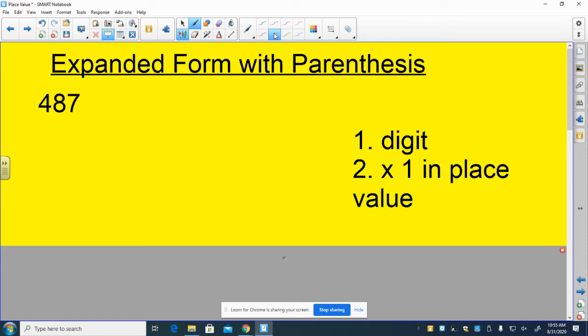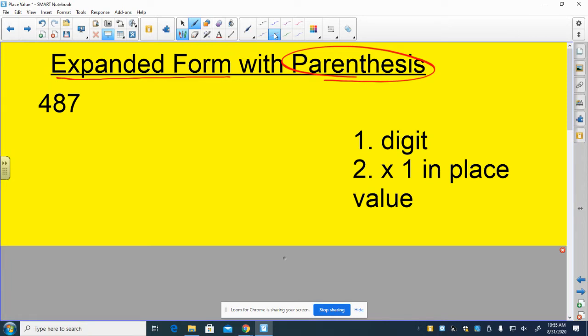Mr. R here, and today I'm going to show you a little bit more about expanded form. In the last video, you saw different number forms, and you saw expanded form, but you did not see it with parentheses. And parentheses are used in math to group numbers together.